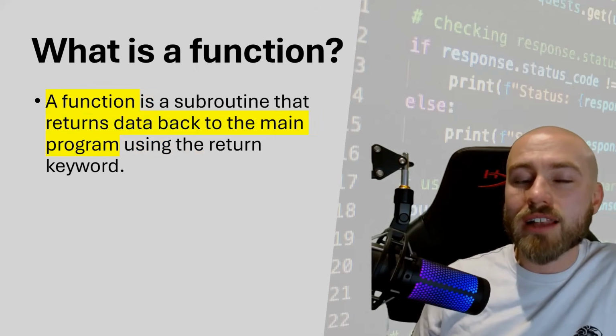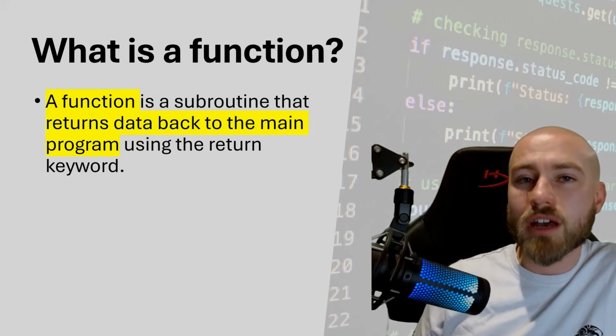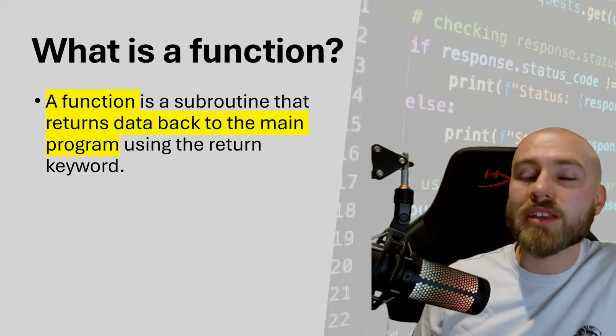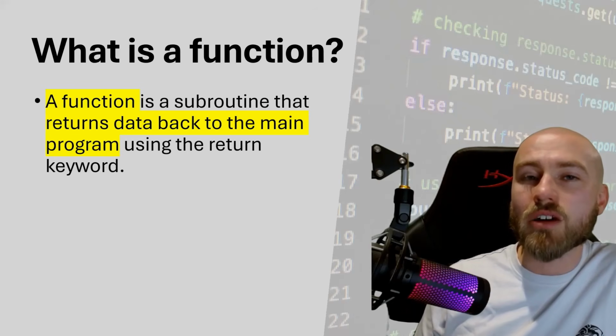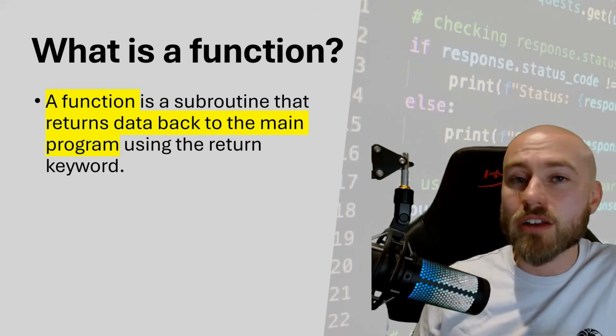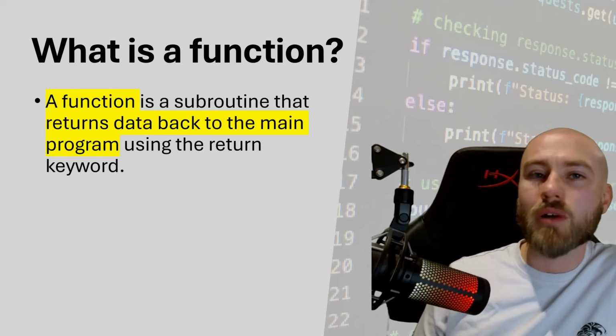Whereas a function, on the other hand, is another section of code that we can use and we can call. But what's important about this one is that it does return data at the end of it. And we've got a keyword for that, which is return. And we're going to look at that example as well in Python.